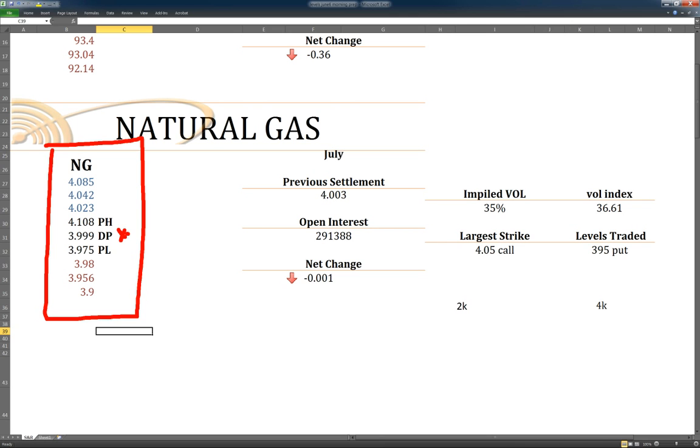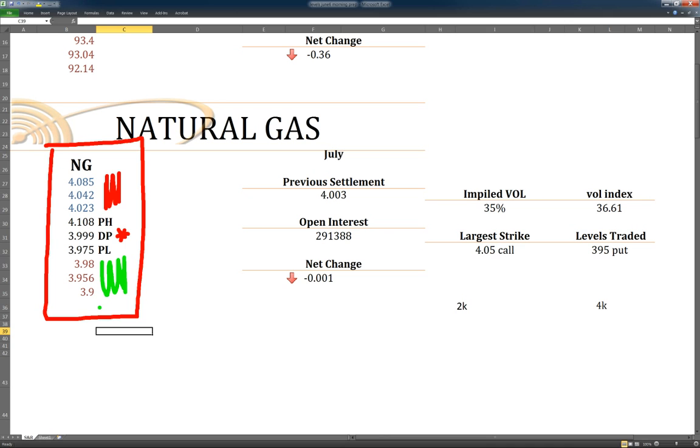Resistance above, ladies and gentlemen, 402.30, 404.20, and 408 and a half. Those are very good levels of resistance above that we can use if we do get a draw on inventories. Support down below, 398 even, 395.60, and 390 even. Another great level of support.